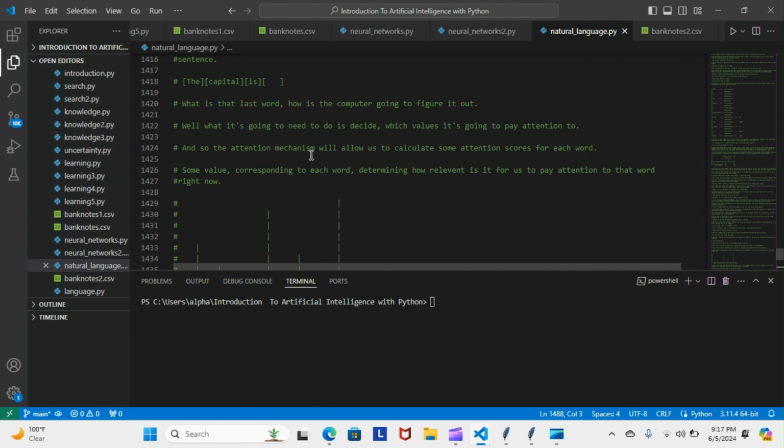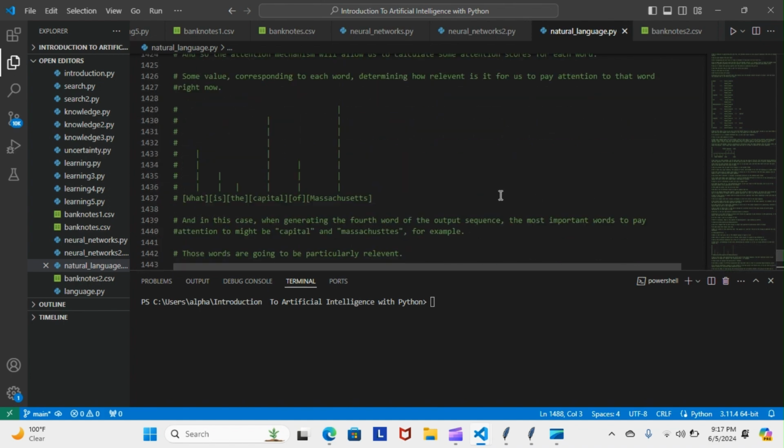And so the attention mechanism will allow us to calculate some attention scores for each word. Some value corresponding to each word, determining how relevant it is for us to pay attention to that word right now. And you can see we have some example scores for each word in our sentence so far. What has four, is has two, the has one, so on and so forth. It looks like capital and Massachusetts have the most attention so far. And in this case, we're generating the fourth word of the output sequence. The most important words to pay attention to might be capital and Massachusetts, for example. Those words are going to be particularly relevant.